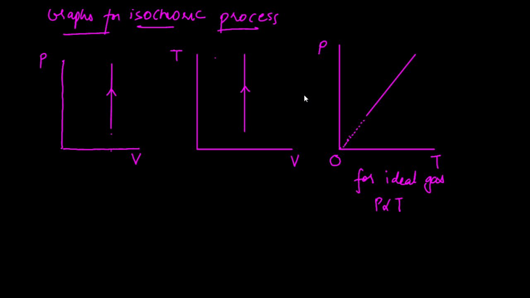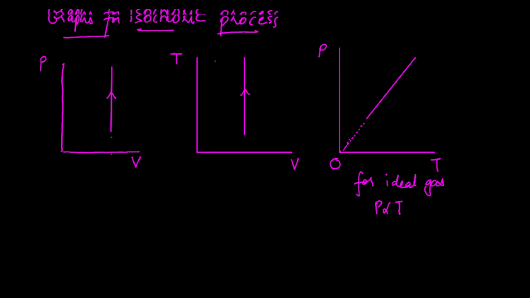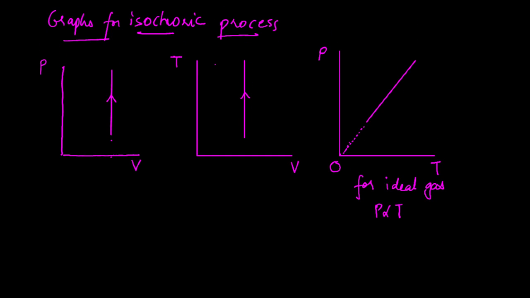Not just any straight line, not randomly drawn any which way. Okay, the PT graph for an ideal gas in isochoric process will be as follows. Okay, so these are the graphs for isochoric process, right? Okay, so I think we have covered almost everything about isochoric process. So let's go to the next type of process.